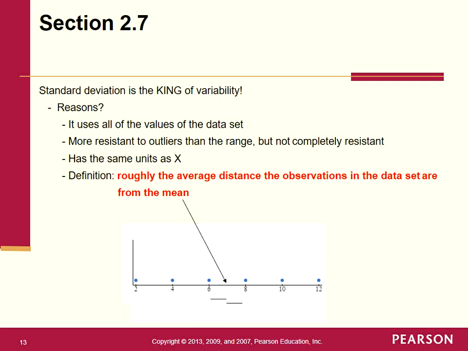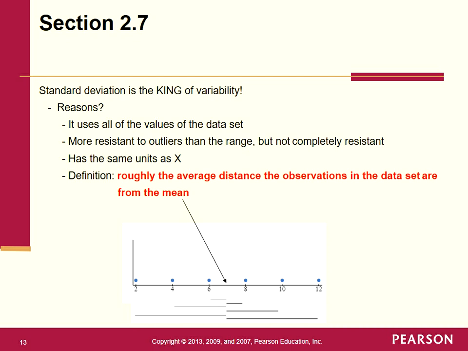Then we go to the next one. How far away is the distance from 8 to 7? So on and so forth, from 4 to 7, to 10 to 7. Okay, and so we're basically figuring out those differences between those observations and the mean.